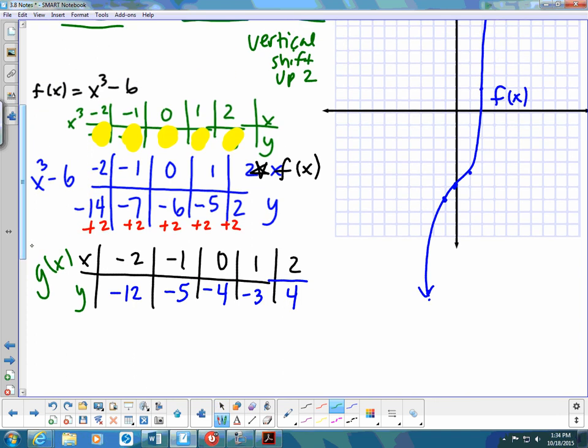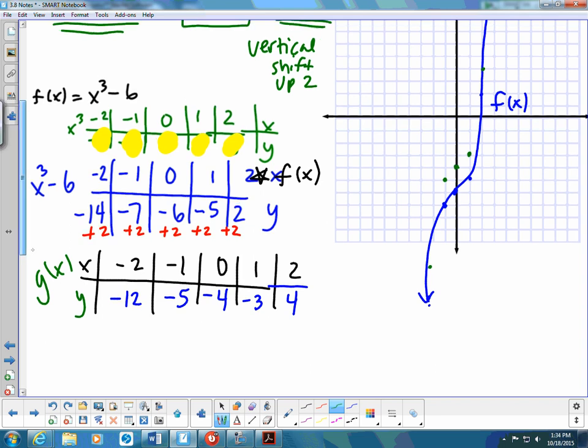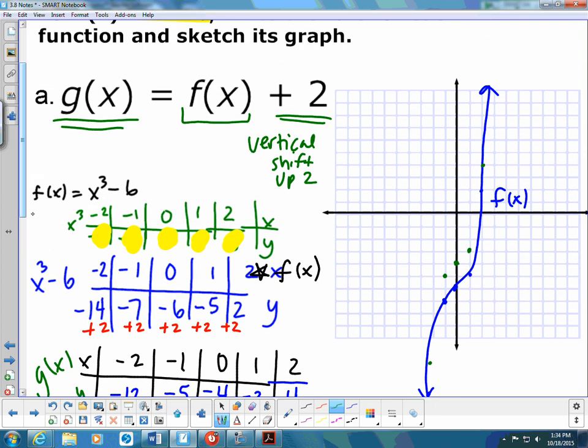So if I were to plot those, I'm going to plot them in green. I have the point -2, -12, which means it just comes up 2 units here. -1, -5, 0, -4, 1, -3, and 2, 4. So you should see it, we just took everything on our parent function, f of x, and we've just taken it 2 units and moved it up. And you could have actually done this from your graph as well, just move each point up 2 and plot those as well.